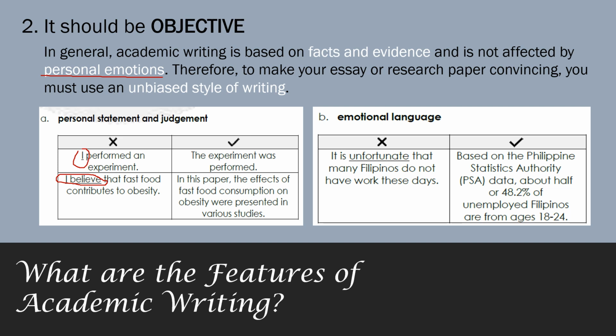Okay? Next, letter B, emotional language. "It is unfortunate that many Filipinos do not have work these days." What is correct? "Based on Philippine Statistics Authority or PSA data, about half or 48.2% of unemployed Filipinos are from ages 18 to 24." So look at this. Ang mali daw dito yung salitang "unfortunate." Ito yung tinatawag nating emotional language. Ang correct, this one. Bakit siya tama? Kasi gumamit siya ng facts and evidence. That is the meaning of being objective.